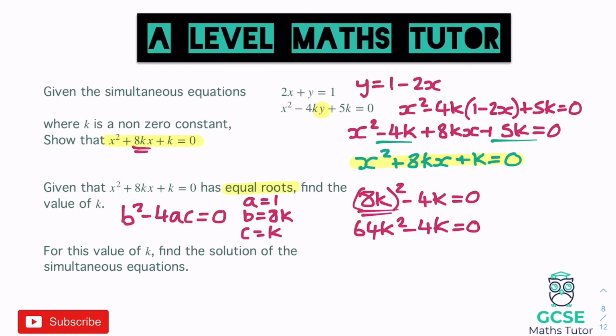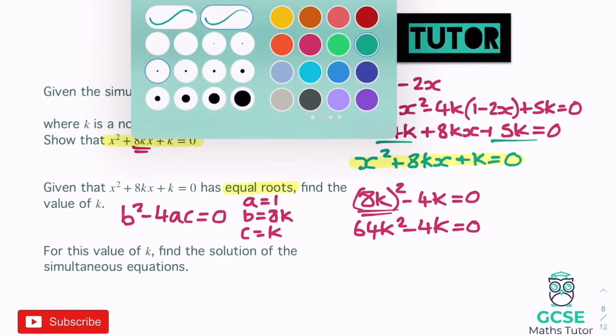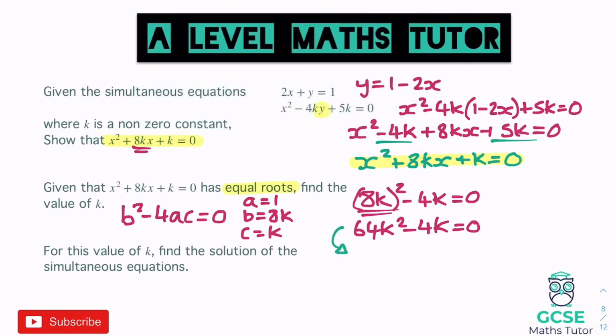So we can divide both sides by k, and actually we can divide both sides by 4 as well. So I'm going to divide both sides by 4k just to simplify this down a little bit. So 64 divided by 4 is 16, and divided by the k just leaves us with 1k there. And then 4k divided by 4k is 1, so it's 16k minus 1, that equals 0. There we go. And solving this, add 1 to both sides, we get 16k equals 1, and then k equals 1 over 16.